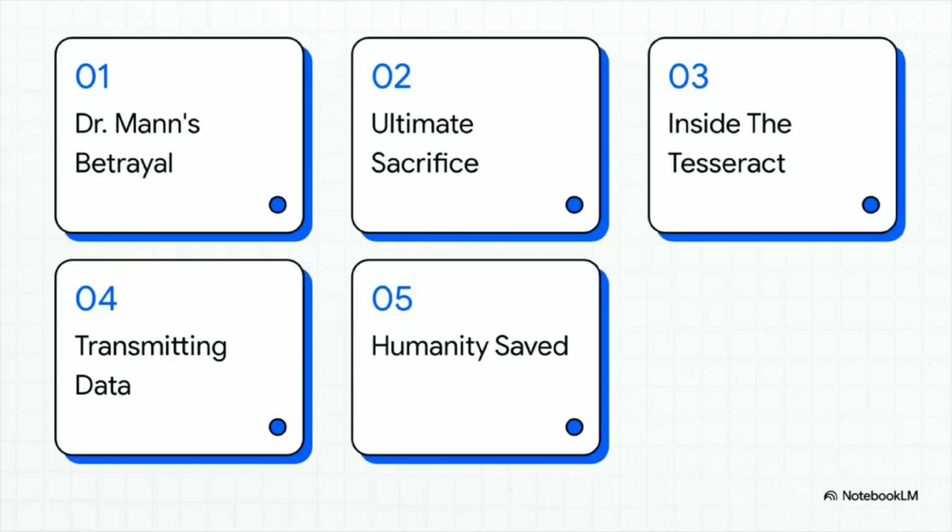We'll cover Dr. Mann's desperate betrayal, the slingshot and ultimate sacrifice, going inside the 5D Tesseract, transmitting data through love, and finally, humanity saved and reunited. Basically, we're taking a chronological journey from familiar 3D problems straight into some wild, abstract 5D concepts to make sure we grasp exactly how this ending functions.